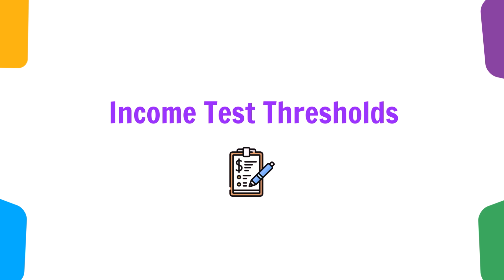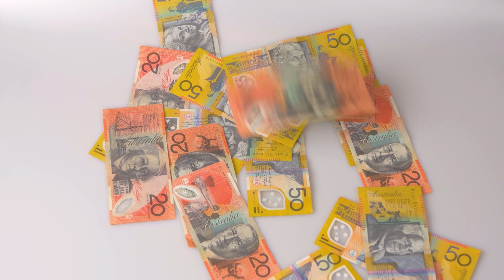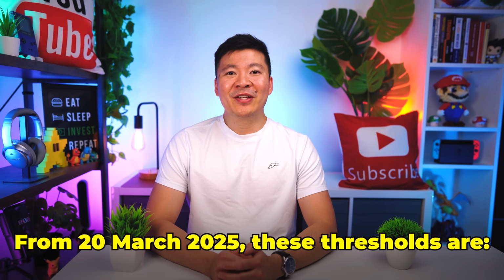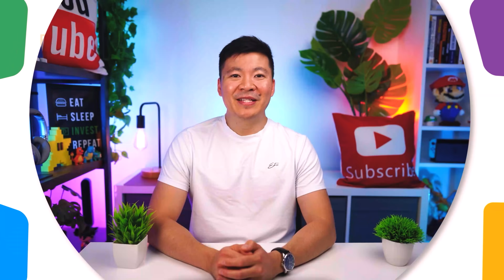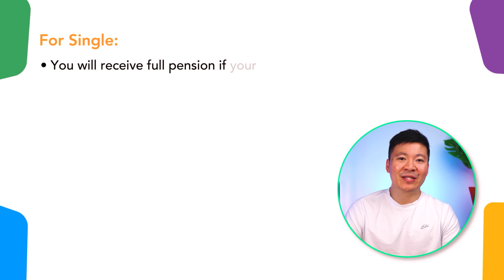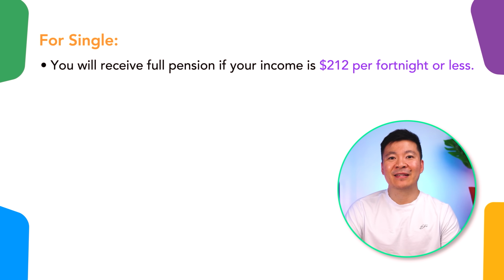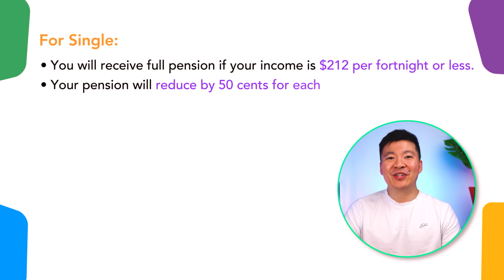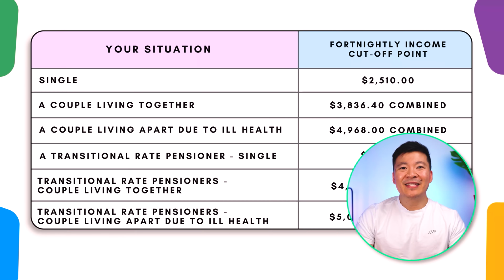The income test thresholds. The income test has specific thresholds that determine how much income you can earn before your age pension is affected. From 20th of March 2025, these thresholds are: for singles, you'll receive full pension if your income is $212 per fortnight or less. Your pension will reduce by 50 cents for each dollar over $212. You can still receive a part pension if your income is less than the cutoff point of $2,510 per fortnight.